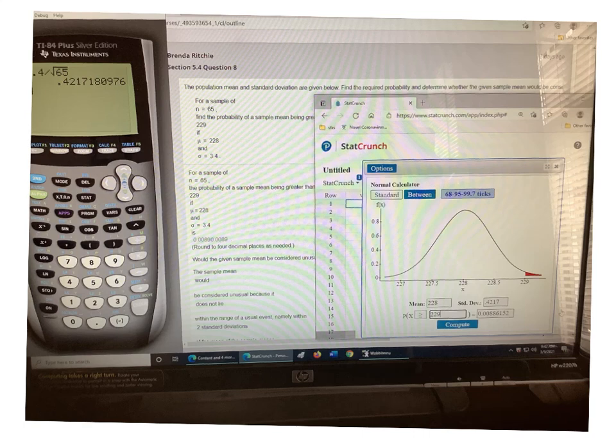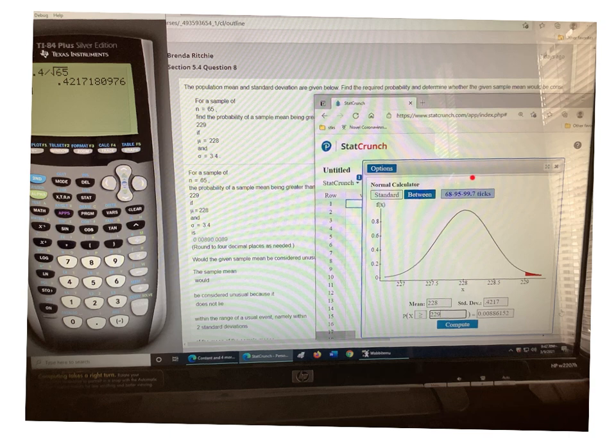Oh, I saw your question on the discussion board. You've got a sample size of 65. You want to find the probability that the sample mean is greater than 229, if the mean is 228 and the standard deviation for the population is 3.4. So I know you use StatCrunch here to do that.